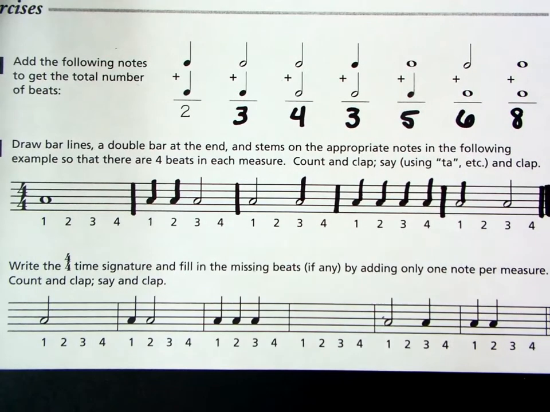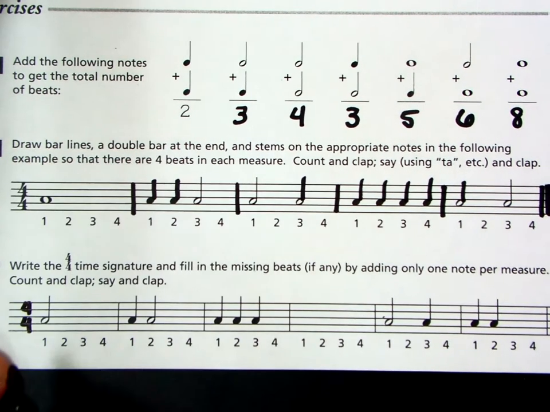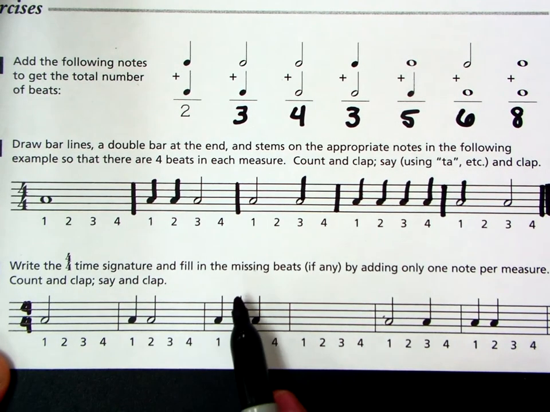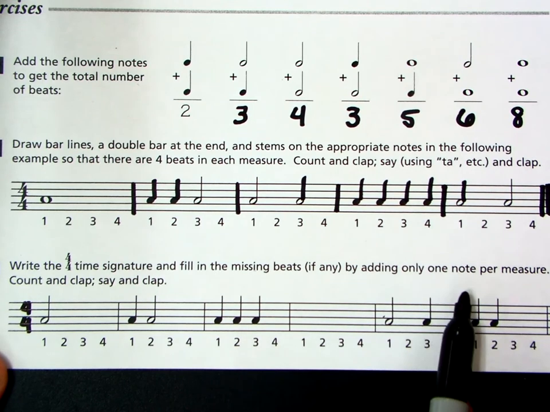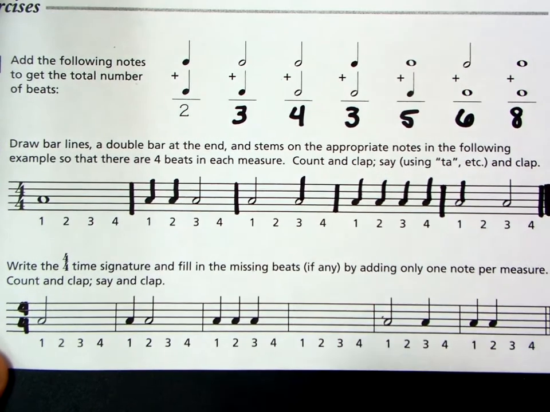All right, question 3. Write the 4/4 time signature and fill in the missing beats if any. So let's write the 4/4. Didn't say to add a clef, right? Just the 4/4, and fill in missing beats if any by adding only 1 note per measure. So it gave us the bar lines, right, and the double bar at the end. You can see that. Good.